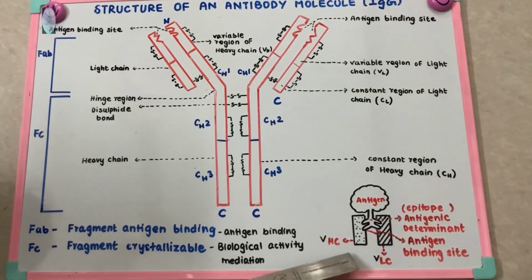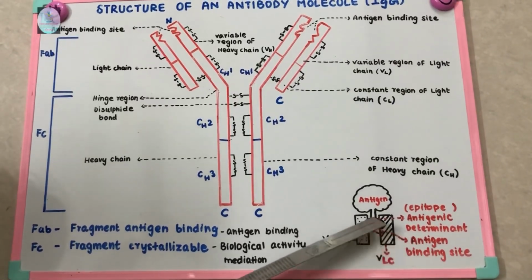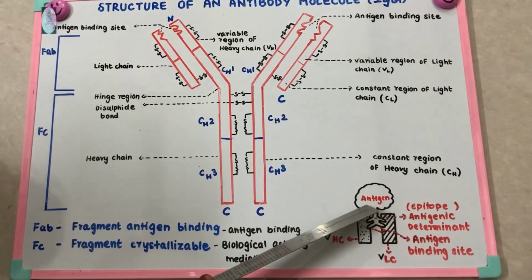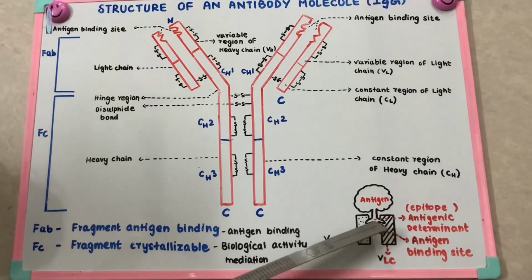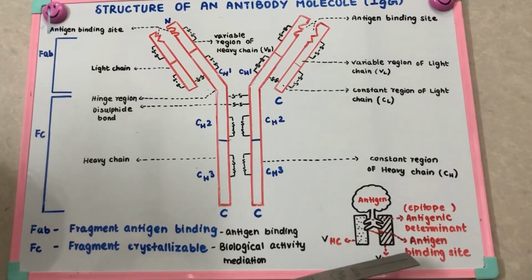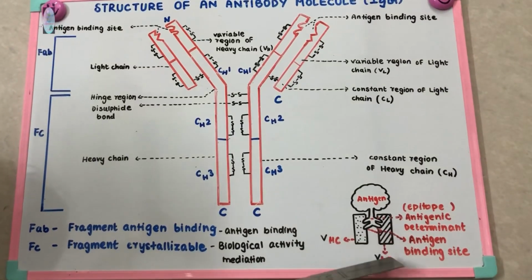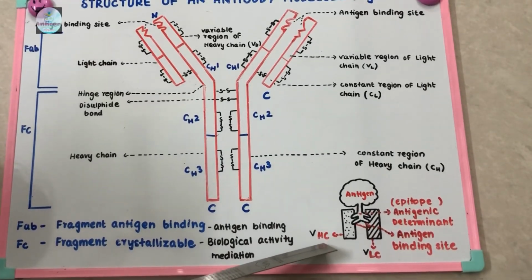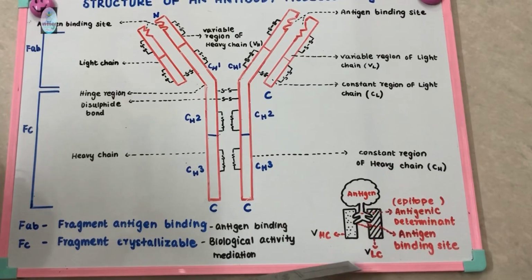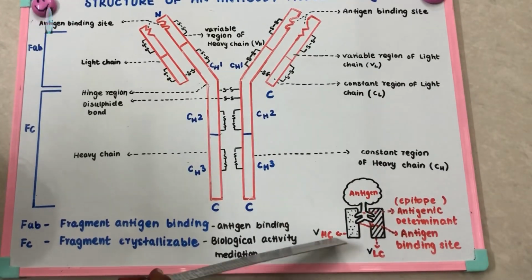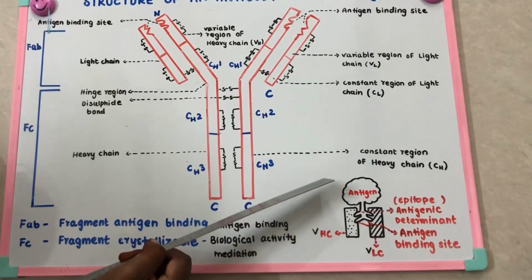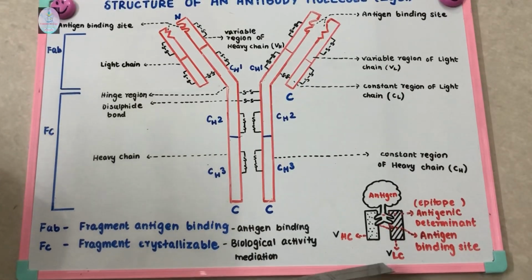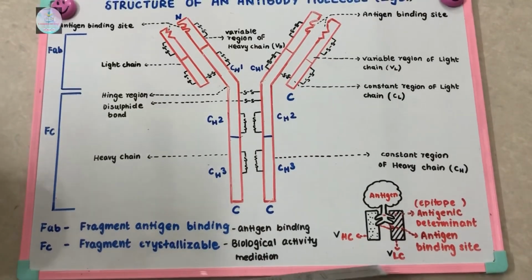Now we can see how the antigen binding takes place. Here is the antigenic determinant. Antigenic determinant or epitope is nothing but a component of the antigen which binds to the antibody. Then here you can see these are the antigen binding sites. This is the variable region of the light chain and this is the variable region of the heavy chain. Already we know that only the variable regions have the antigen binding sites, and hence only the variable regions help in antigen binding. So when the specific antigen enters the blood, it binds with the antibody molecule at the variable regions of the heavy and light chains. This is all about the antibody molecule.